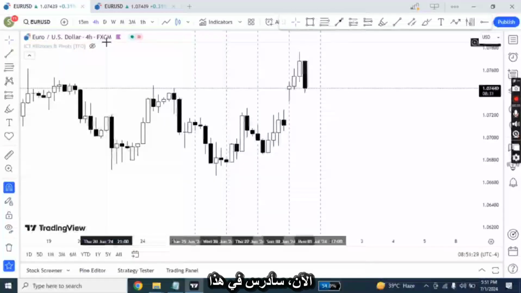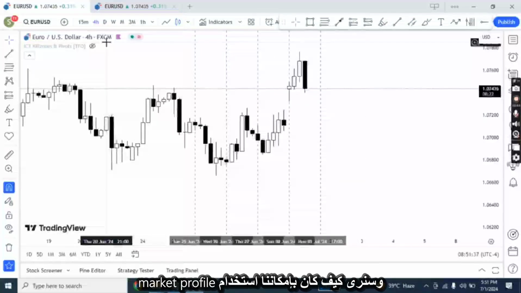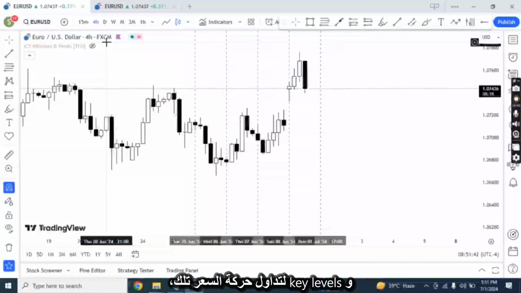Now we're going to study and discuss the price action of the last 3 to 4 days, and we're going to see how we could have used market profiles and key levels to potentially trade that price action, and how you could have seen it with a different perspective than what you have currently, right?